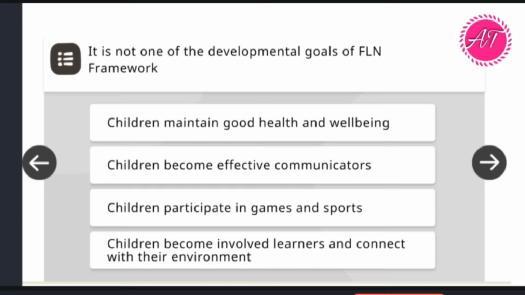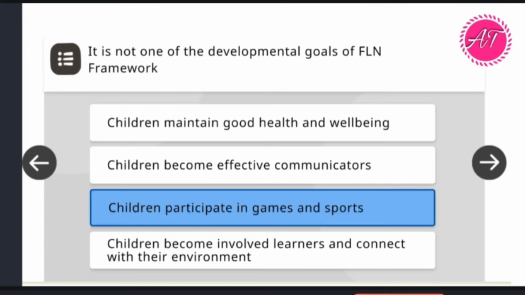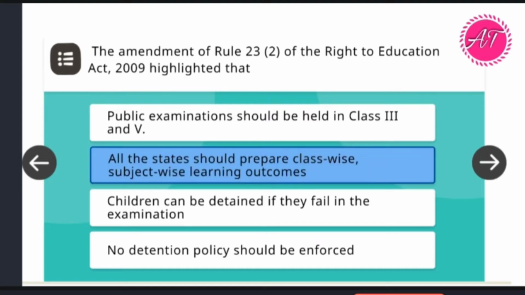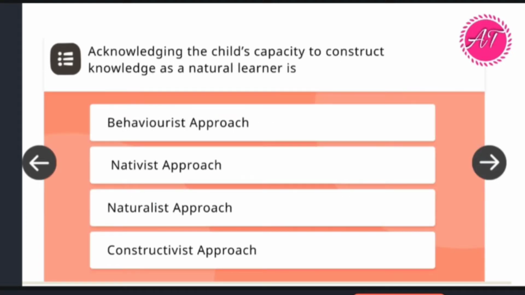Next quiz. It is not one of the developmental goals of FLN framework. So the answer is children participate in games and sports. The amendment of Rule 23(2) of the Right to Education Act 2009 highlighted that. So the answer we have here is all the states should prepare class-wise, subject-wise learning outcomes.